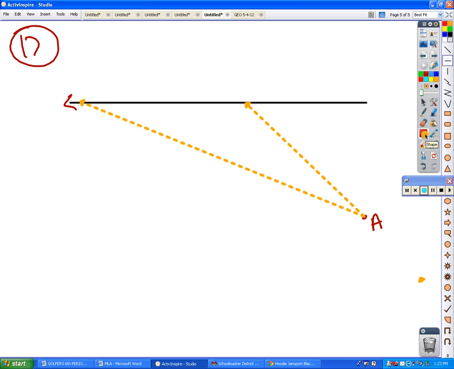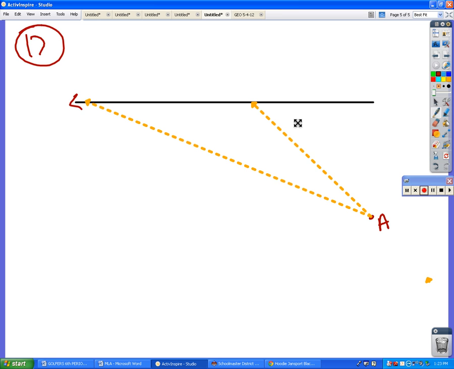Okay, so this is what your vision is, Mackenzie? So the first time she looks at the plane, it's right here.